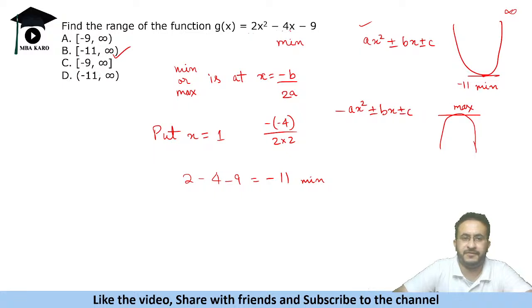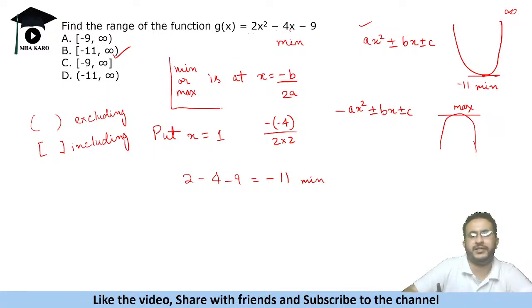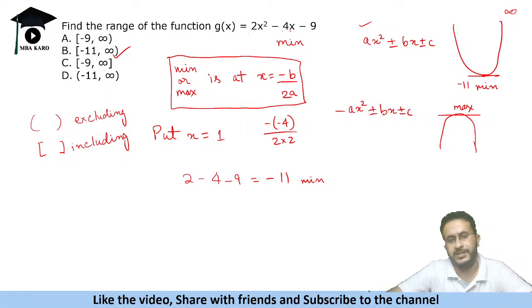And whenever we have infinity, we always use this bracket because infinity is not defined. Okay? Infinity is not a particular value. So infinity के लिए हमेशा ये वाला bracket लगता है. Otherwise, this is for excluding, and this bracket is used for including the values. So this will be our answer. So just remember that minimum or maximum happens at minus b upon 2a. Okay, so put x equal to this, you will get the minimum value or maximum value, whichever needed for the function.